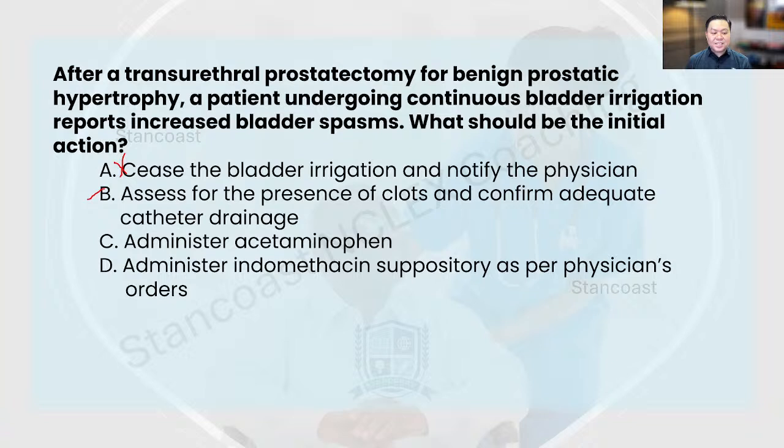Make sure that we are looking into troubleshooting. If there is possibly some increasing clot formation, we're going to have to increase the rate. And also, if there is a decrease in the outflow, this is the time that we're going to stop the CBI temporarily and irrigate the catheter. And once it's resolved, we're going to continue again. So that is our first assessment action.